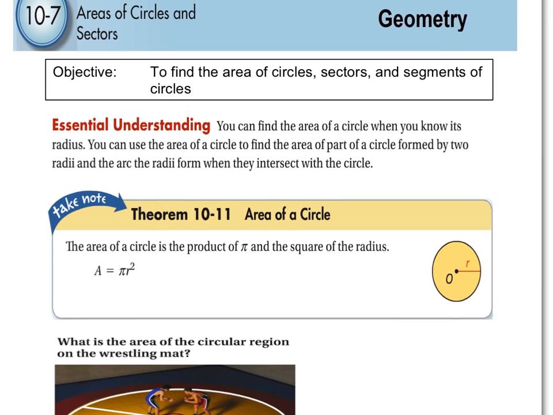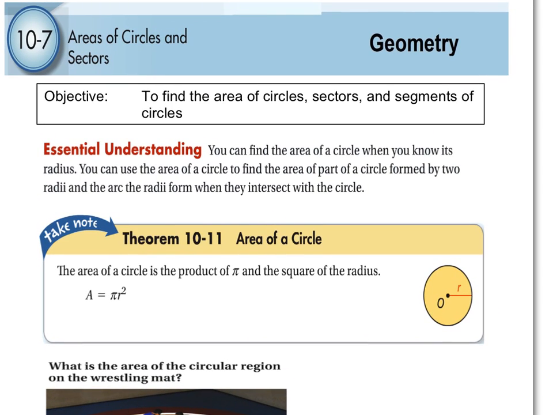To find the area of a circle, we've got the formula here. The area of the circle is the product of pi and the square of the radius. So in other words, the area of a circle is pi r squared. It does not have an option for the diameter. So if you know the diameter, remember the radius is equal to the diameter divided by 2. So you're going to have to be able to do that in some of these, where you're going to have to take the diameter, divide it in half to find the radius.